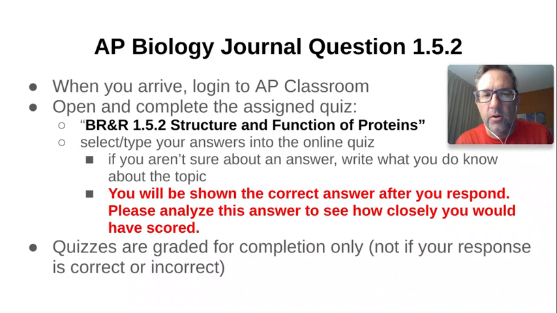First of all, go ahead and start with your AP Biology journal question. This is found on AP Classroom, BRNR 1.5.2, Structure and Function of Proteins. The first one is a multiple choice quiz question. The next one is an FRQ.